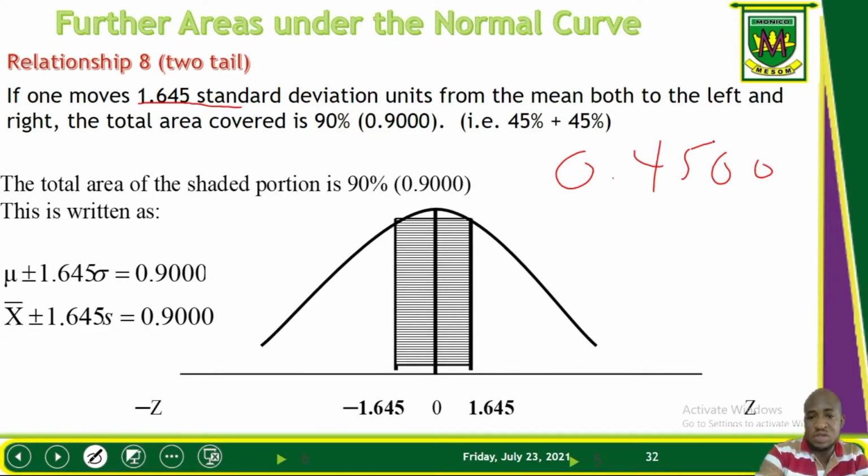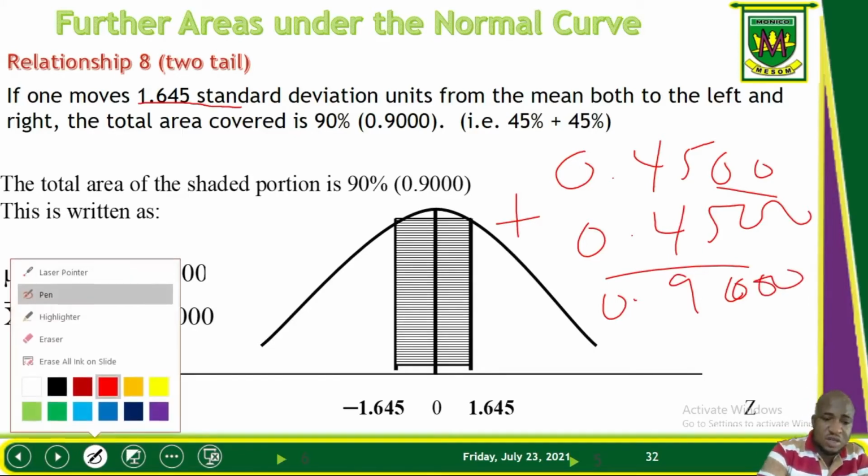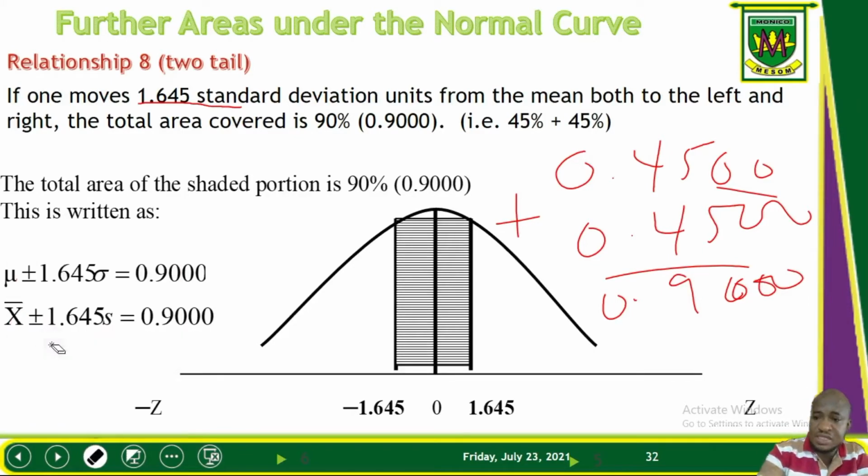So adding this to itself will give us 0.900. Because it's in 4 decimal places, you have to write zeros, okay, to ensure consistency. So that's how we're able to get the value here, 0.900. Now let's move to the next slide.